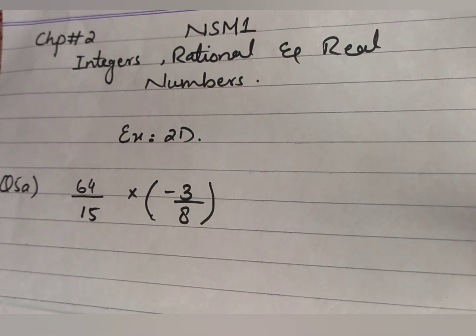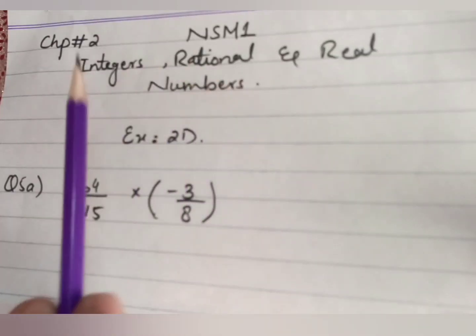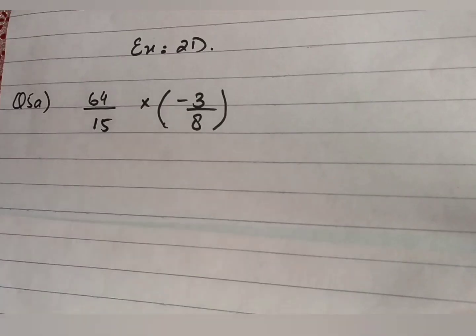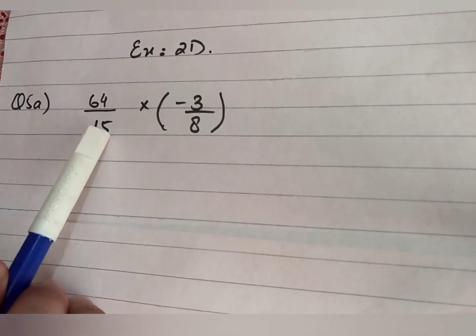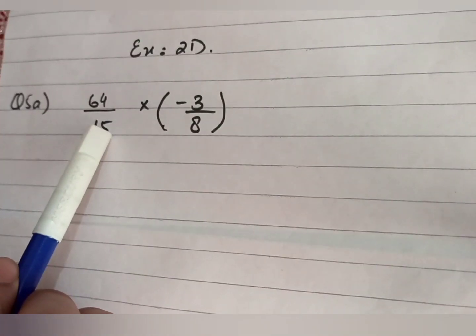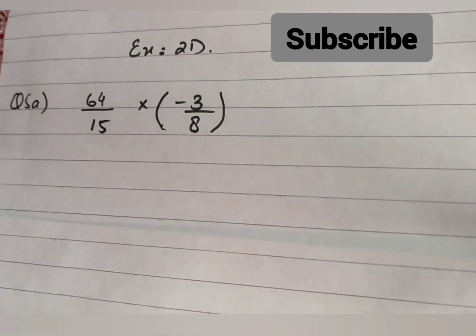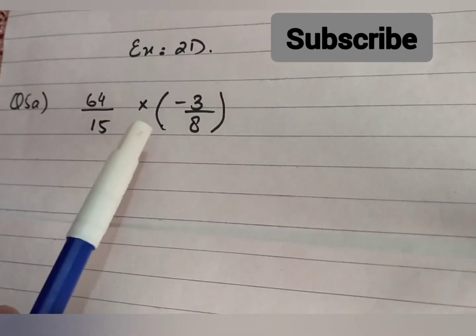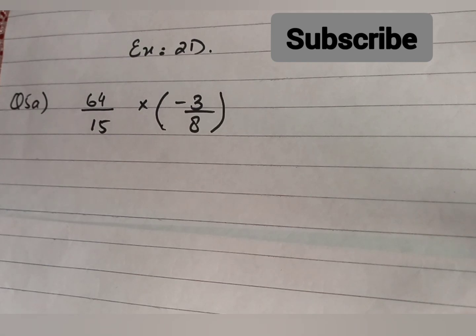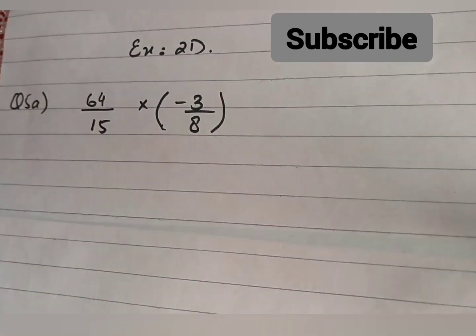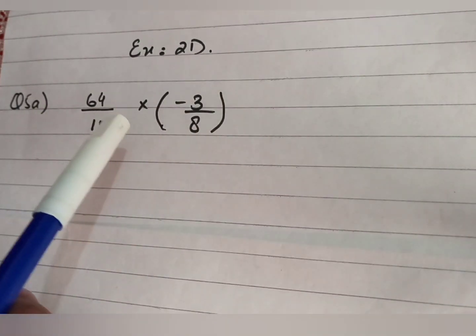So students, what we will learn today is question 5 of chapter 2, NSM 1 Integers, Rationals and Real Numbers, exercise 2D. I just write down question 5 part A. If you see the earlier videos of this exercise 2D, it is related to the questions of fractions. Basically it is all about solving fractions, in mixed form and improper fractions, with multiplication, division and subtraction signs. Question 3 is similar to question 5.